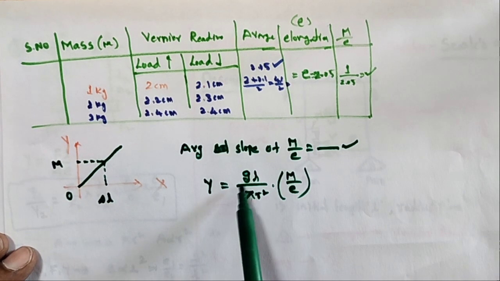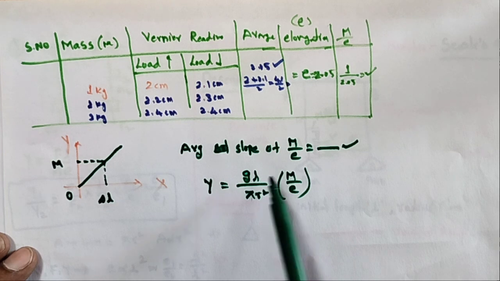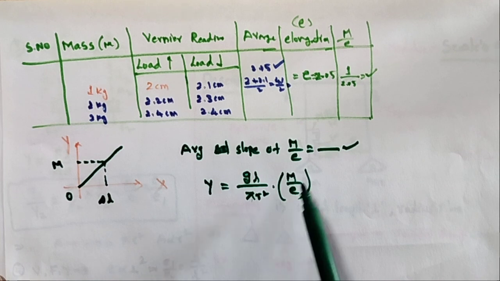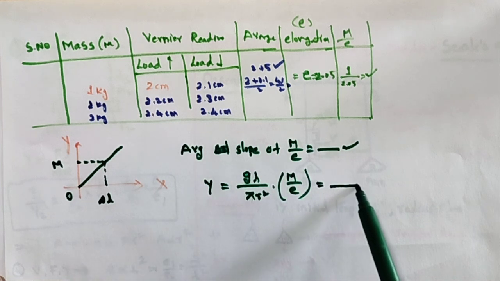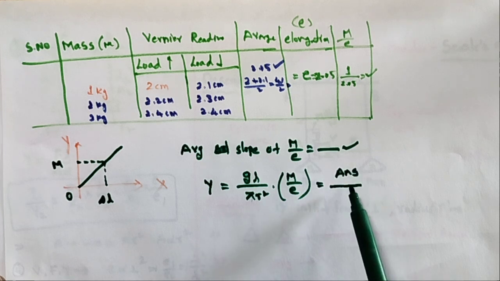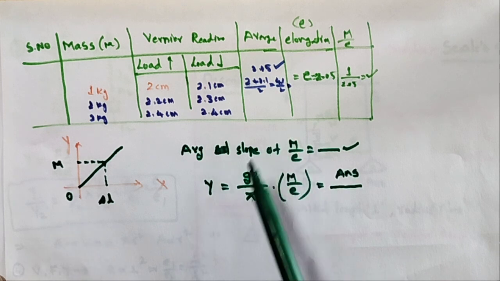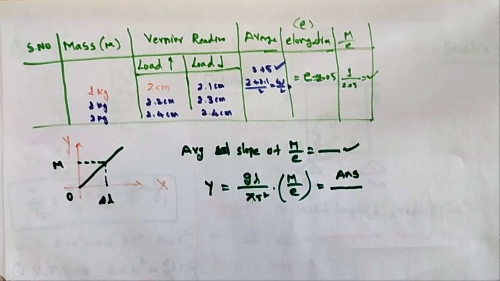Where g is equal to the acceleration due to gravity, 9.8, L is the initially recorded value of length, pi is equal to 3.14, and r is the radius of the wire, initially recorded. What is the m by e? This m by e value is given. So you can calculate all these values and get the answer. This answer gives the Young modulus of the experimental wire. So this is the Searle's apparatus experiment. By using this experiment, you can determine the Young modulus of any wire.